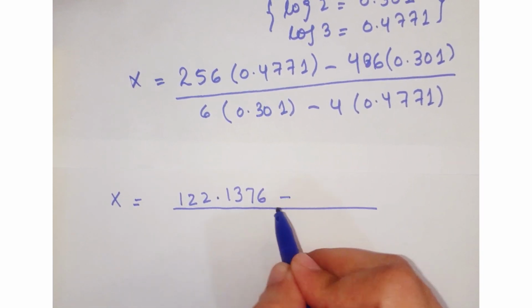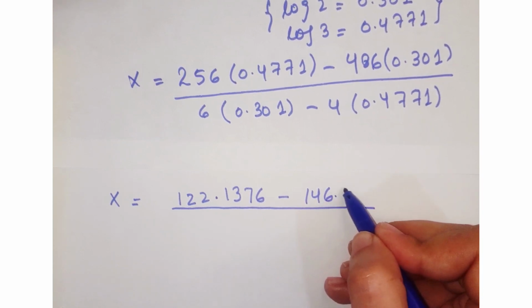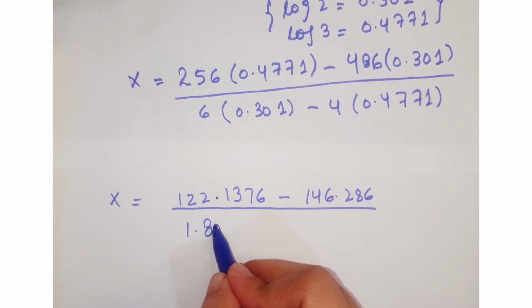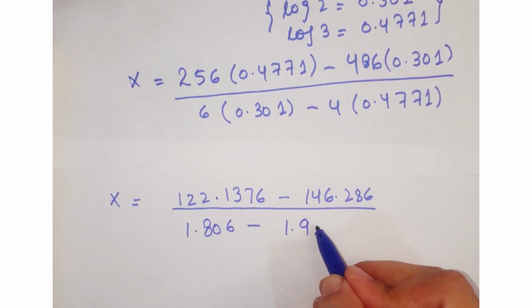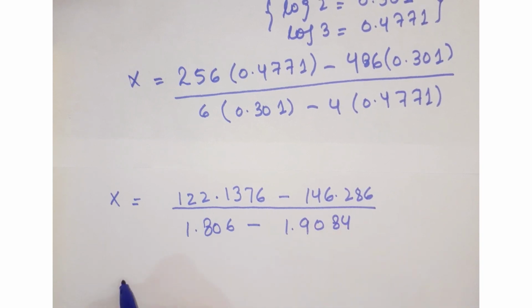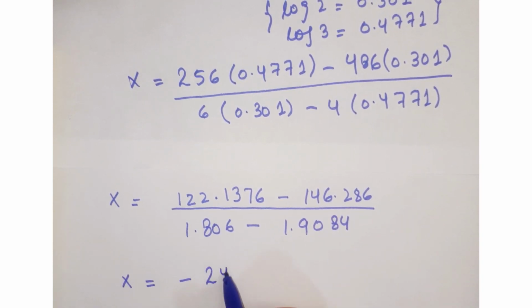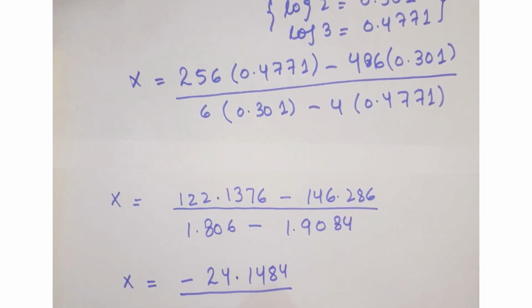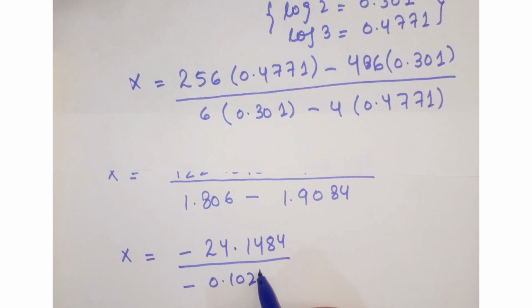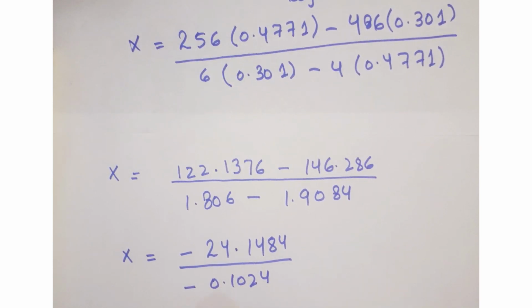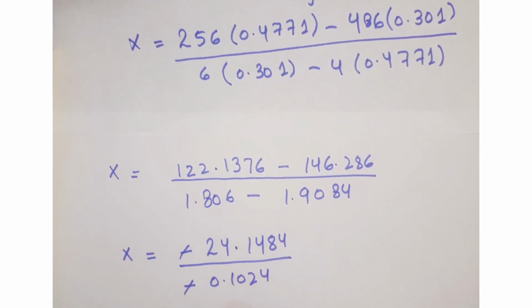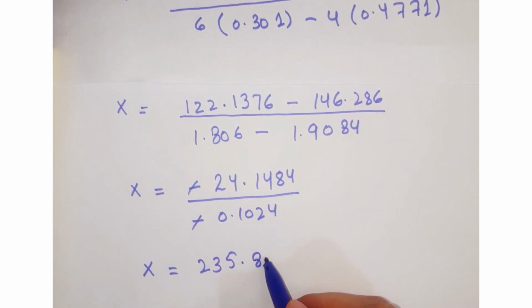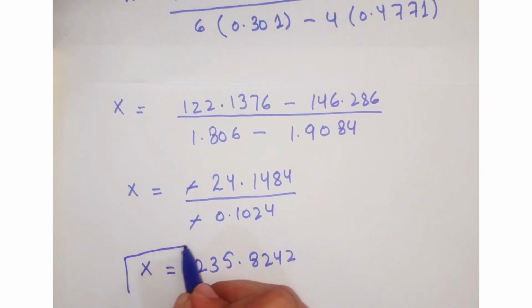Now we get here x is equal to, multiplying this you get 122.1376 minus 146.286. In the denominator we get 1.806 minus 1.9084. Further we have x is equal to minus 24.1484 upon minus 0.1024. So the minus and minus sign get cancelled, and after division you get the answer 235.8242, and this is our required answer after simplification.